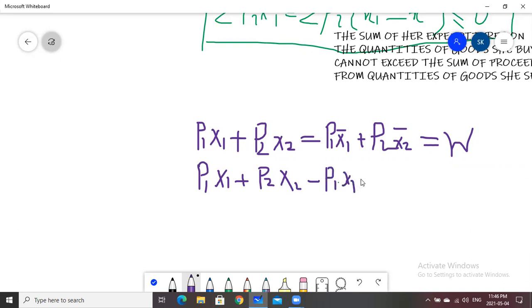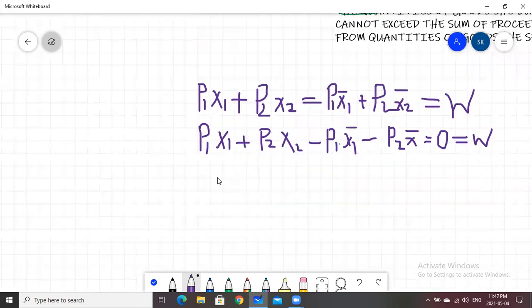Okay, and minus P2 X2 bar, minus P1 X1 bar. What we can do next over here is bring the whole value to the left hand side of the equation, so it becomes equal to 0. You can also say now we have put W equal to 0. Now it is a simple mathematical calculation.